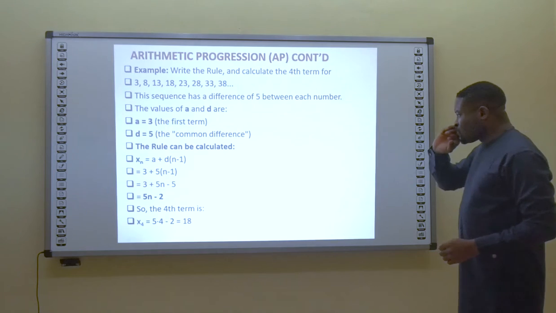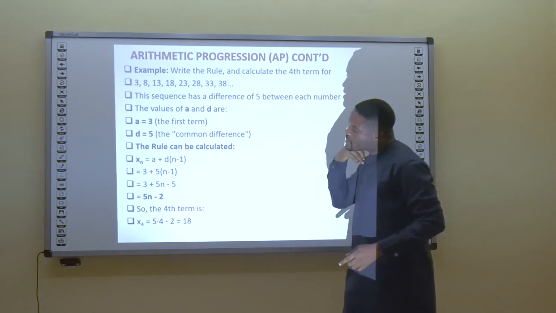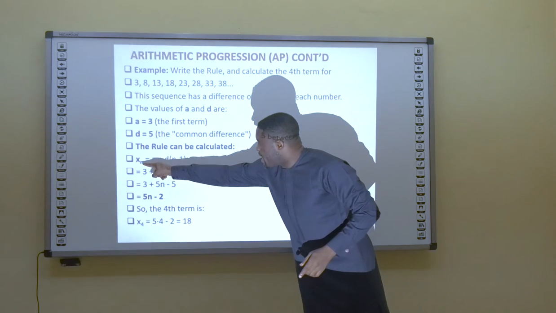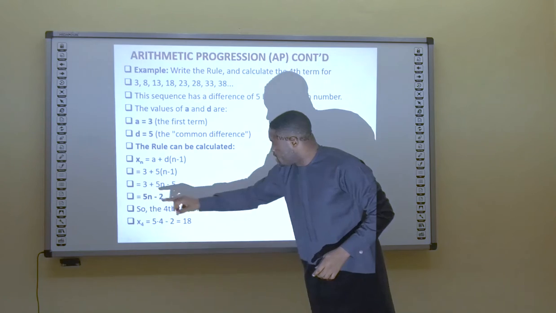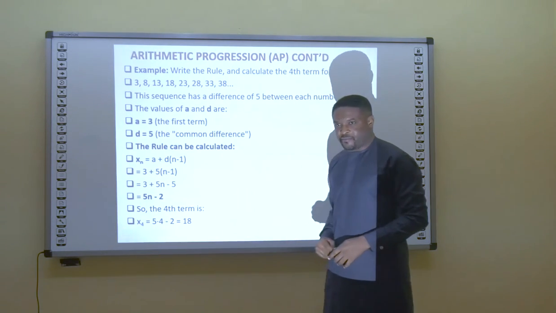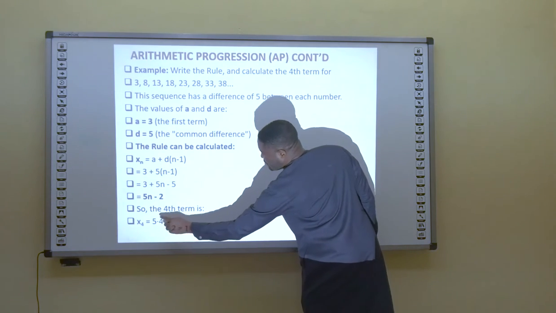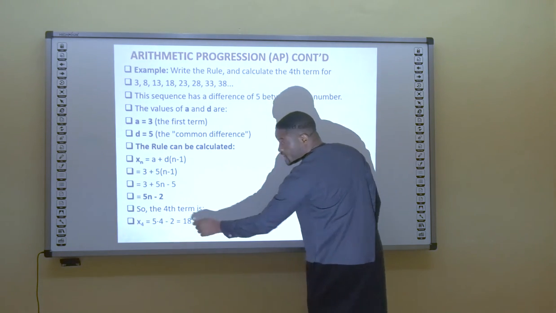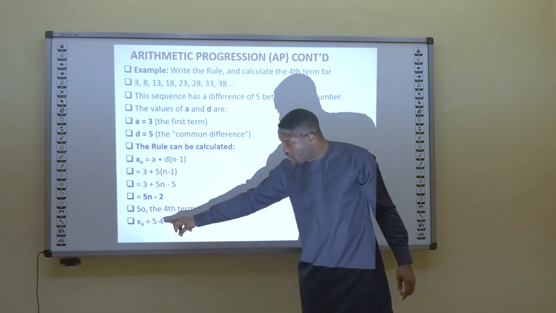Now, to calculate the fourth term, it therefore means that n now becomes 4, where we are representing 4 as n in this equation of 5n minus 2. So x4 is equal to 5 times 4. The dot there is representing a multiplication sign, not that it is 5.4.